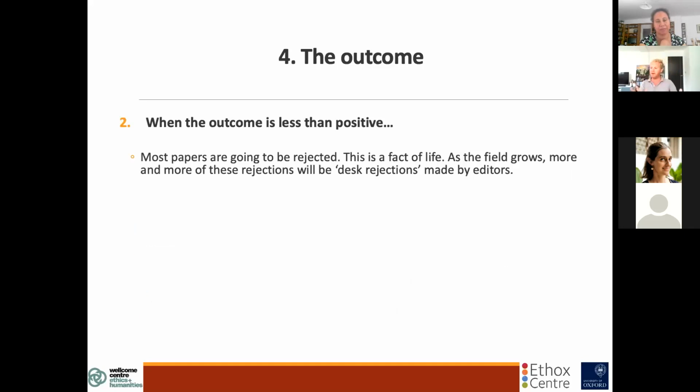And finally, my final slide: when the outcome is less than positive. So we have to face the reality here, and it is a tough reality. Most papers are going to be rejected. That's a fact of life. And as bioethics grows, but the number of journals and issues doesn't increase in response, many more papers will be rejected, and many more will be rejected immediately by the editors without peer review.